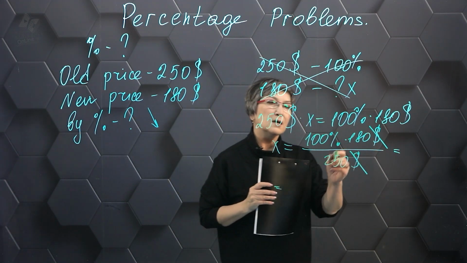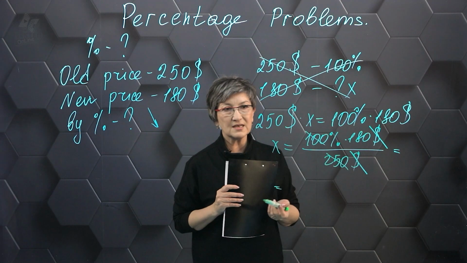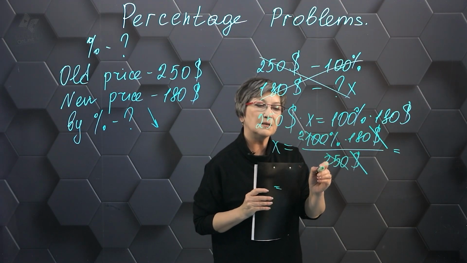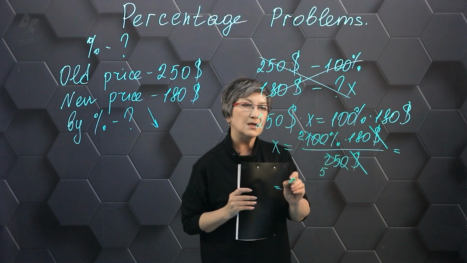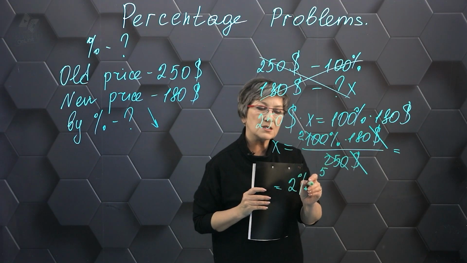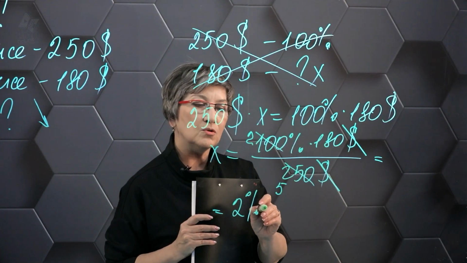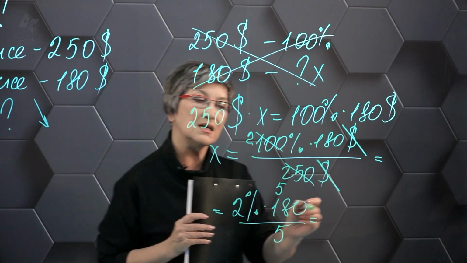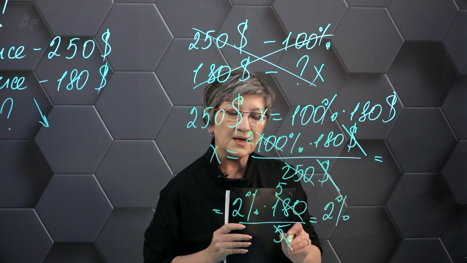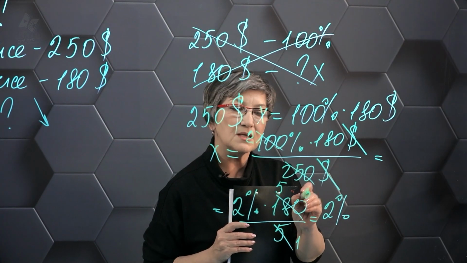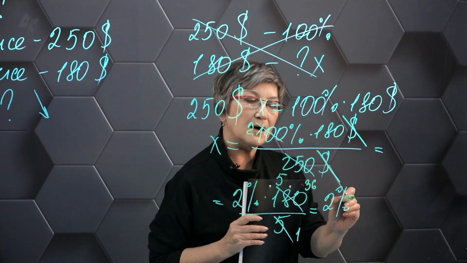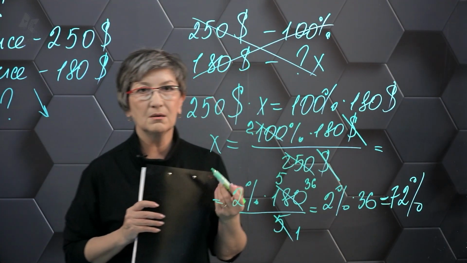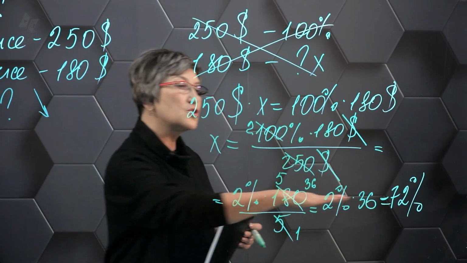We do the math. 100 and 250 can be divided by 50, and it turns out that 100 divided by 50 is 2, and 250 divided by 50 is 5. I write down what I have left as 1: 2 times 180 divided by 5, and 1 divided by 5 is 1, and 180 divided by 5 is 36, and 2 times 36 is 72, and notice we have percentages left. So we can write in the answer that the new value is 72%.